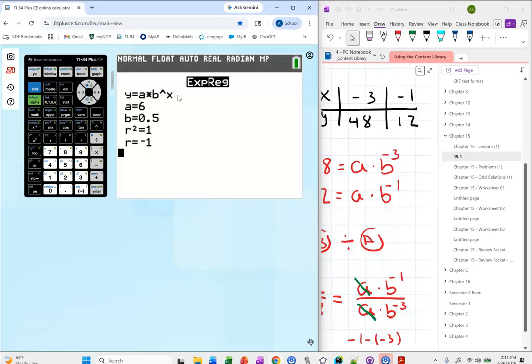That's the same. Wait. Why doesn't it show the R squared? Do you need them? No. Don't worry about it.